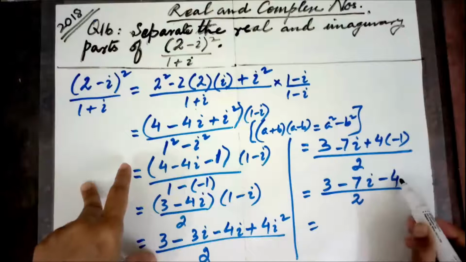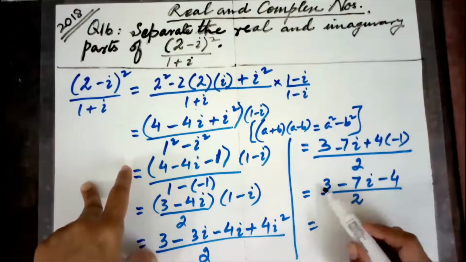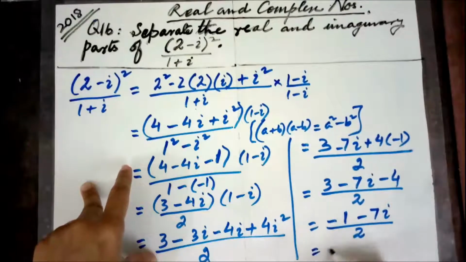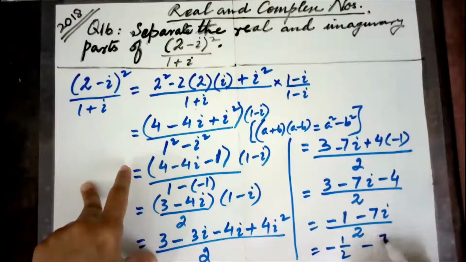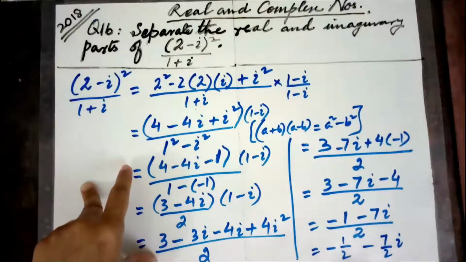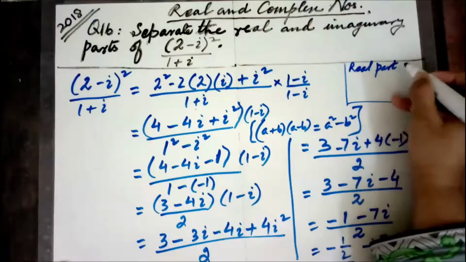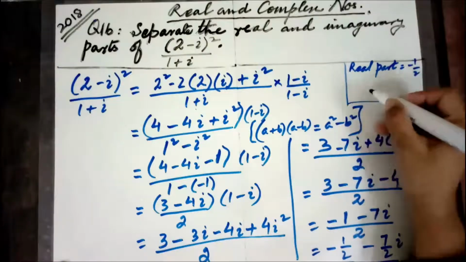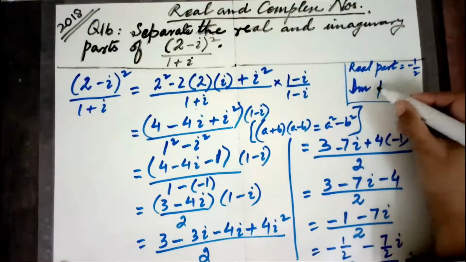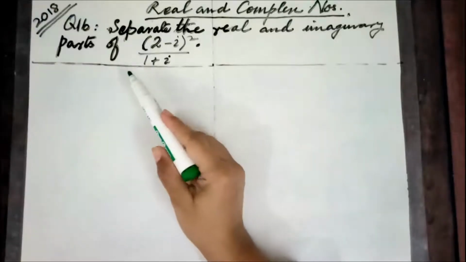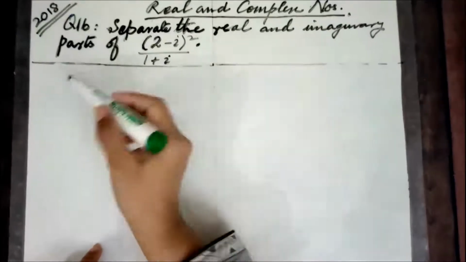Now what would it be? I will solve this: 3 with minus 4, that is 3 minus 4. It would be minus 1 minus 7 iota upon 2. That would be minus 1 upon 2 minus 7 upon 2 iota. This is the real part and this is the imaginary part. I will write here: real part is minus 1 by 2 and imaginary part is minus 7 by 2, and this is your required answer.